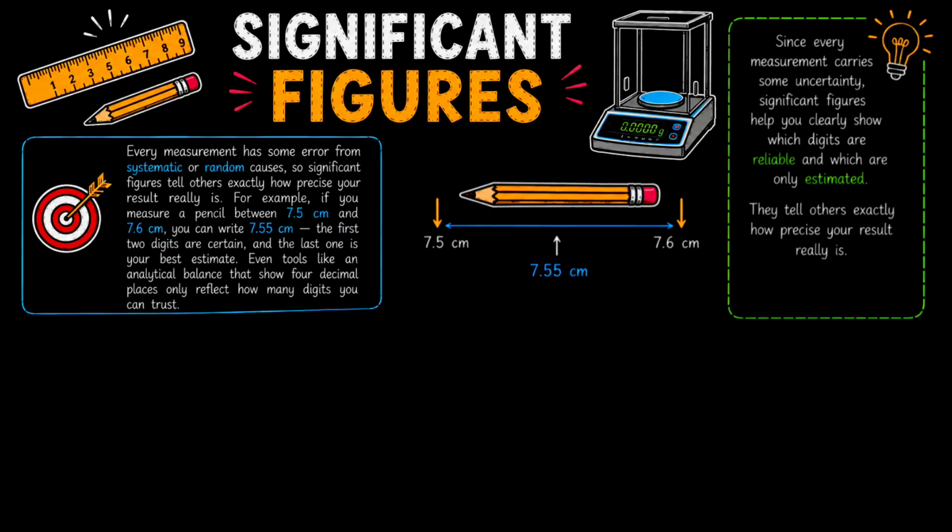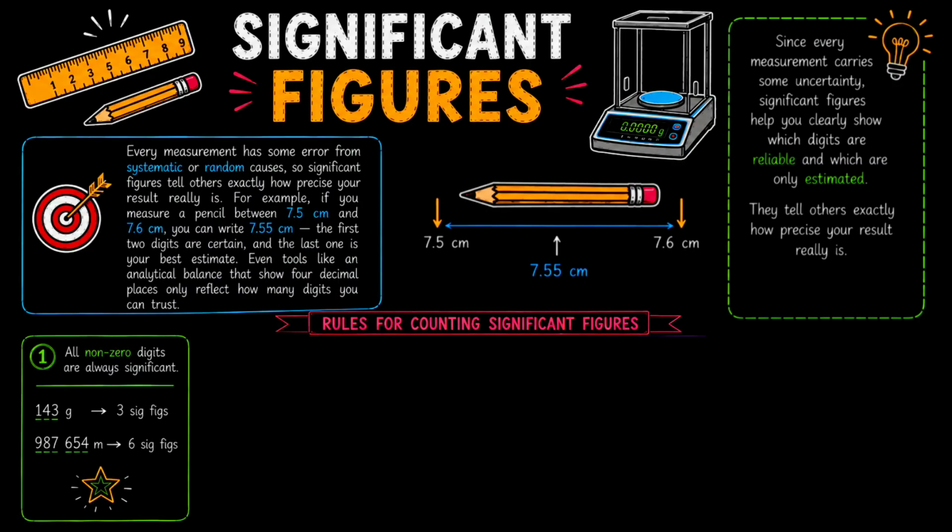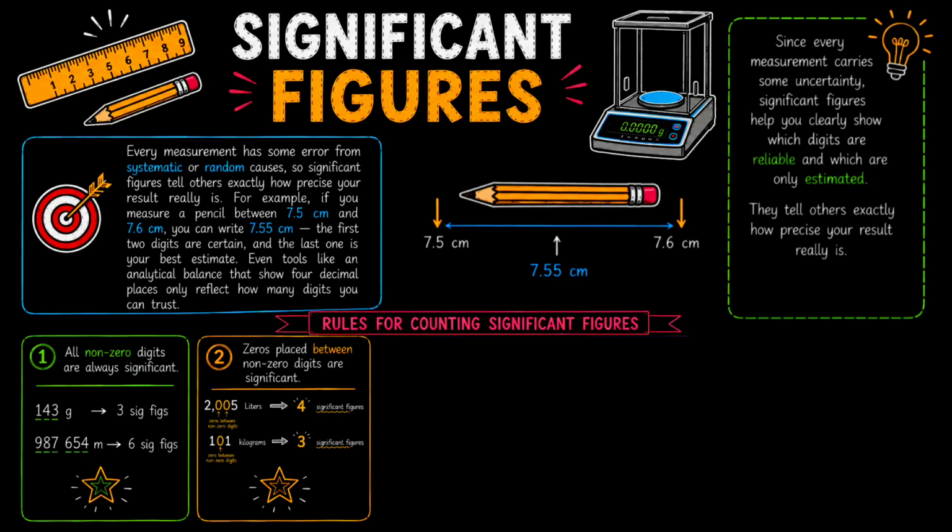Even tools like an analytical balance that show 4 decimal places only reflect how many digits you can trust. Here are the rules for counting significant figures. 1. All non-zero digits are always significant. For example, 143 grams has 3 significant figures, and 987,654 meters has 6. 2. Zeros placed between non-zero digits are significant. For example, 2005 liters has 4 significant figures, and 101 kilograms has 3.